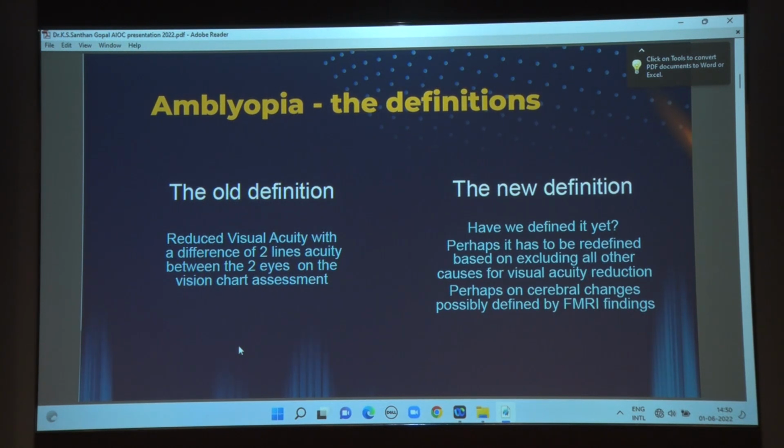The truth is only a path. It is not the end. You can never reach the end of the truth. It's only a path. So, have we defined amblyopia yet? Have we used all the modalities available for diagnosing and treating it? If you ask me, the definition of amblyopia is a dustbin diagnosis.